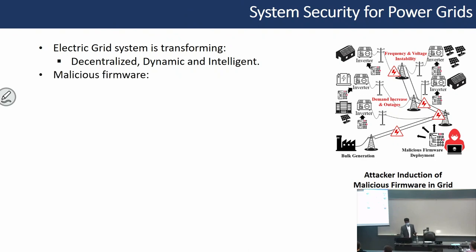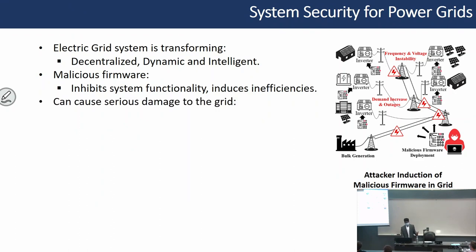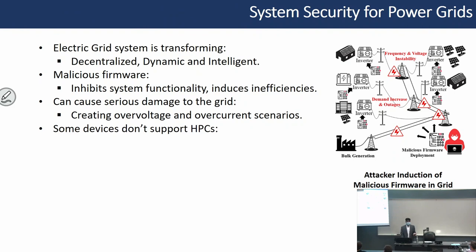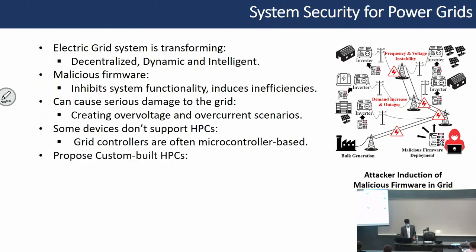What a malicious firmware can do is inhibit system functionality and cause inefficiencies. This can cause severe damage to the grid by creating overvoltage and overcurrent scenarios. So we need to protect electric grids, right? Now the problem with applying HPCs directly into electric grids is they have very limited HPC support. Some devices don't even support HPCs because these grid controllers are all microcontroller-based. These are not processor or microprocessor-based.